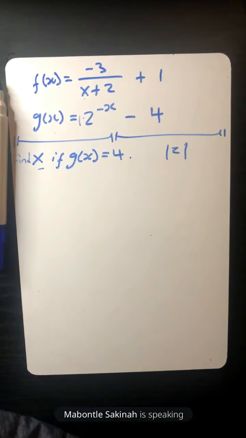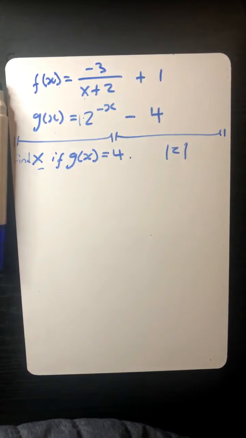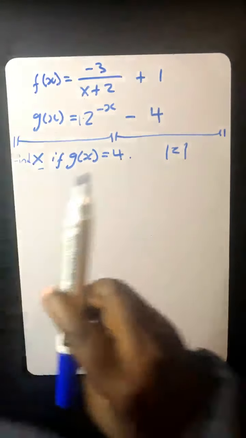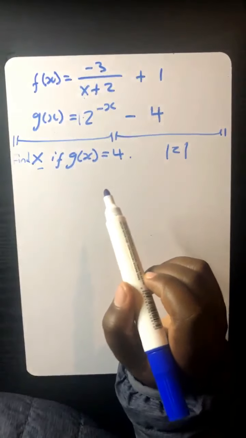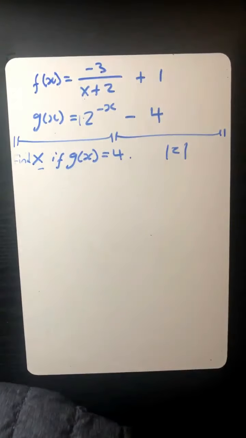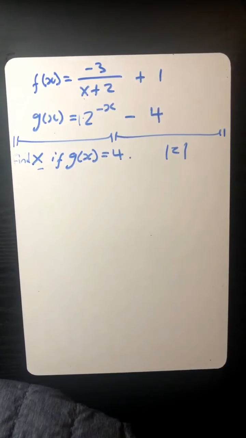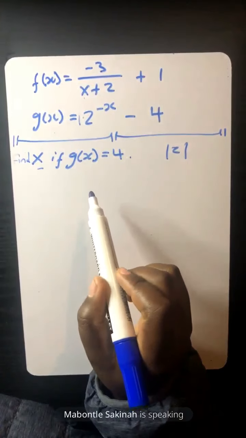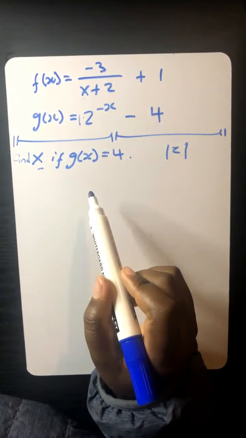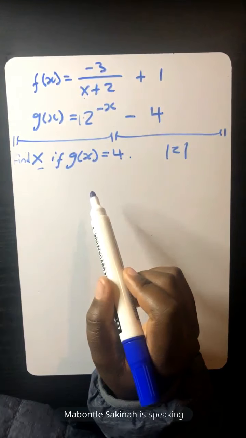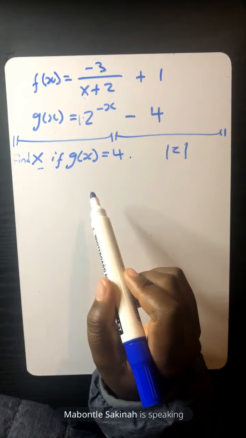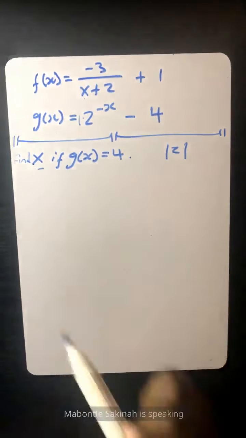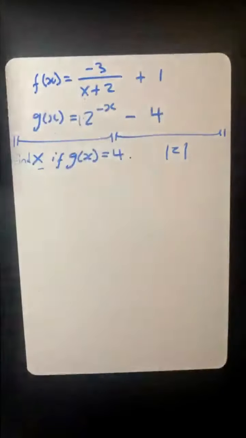It does not mean at f of x, where you see x, you substitute with 4. Wait. So you're asking if, what did you say? Who is it? Is it Sakina? Yes. Go for it. I was asking that it does not mean that where you see x, you are substituting with 4. Okay. Thanks very much for that, Sakina.